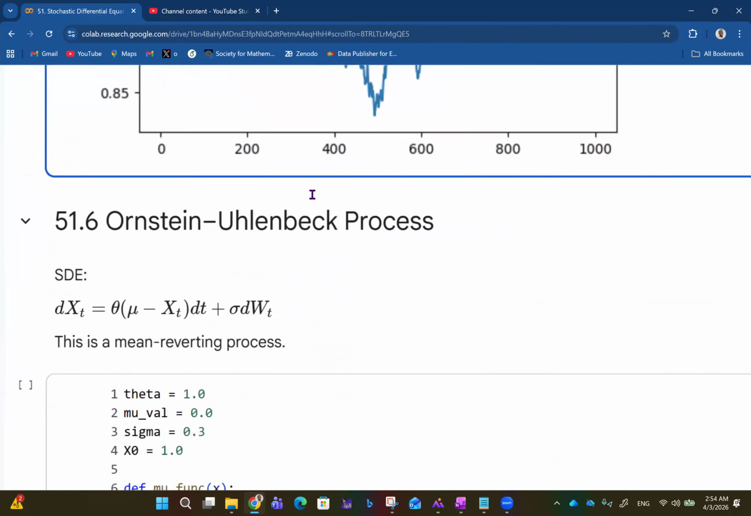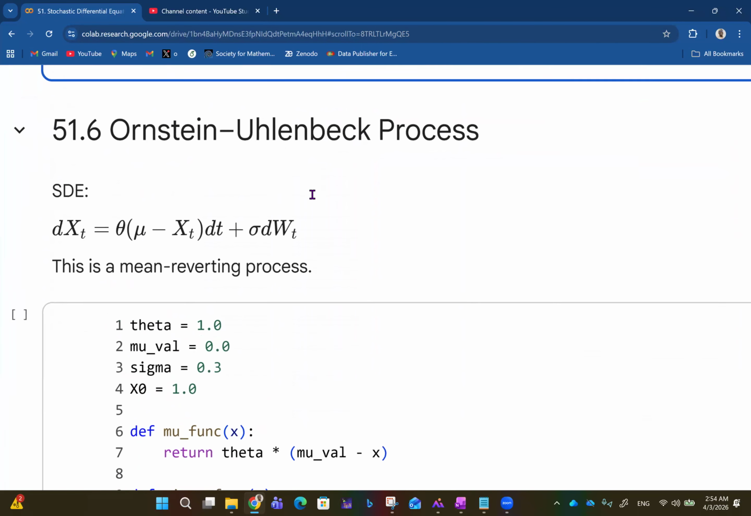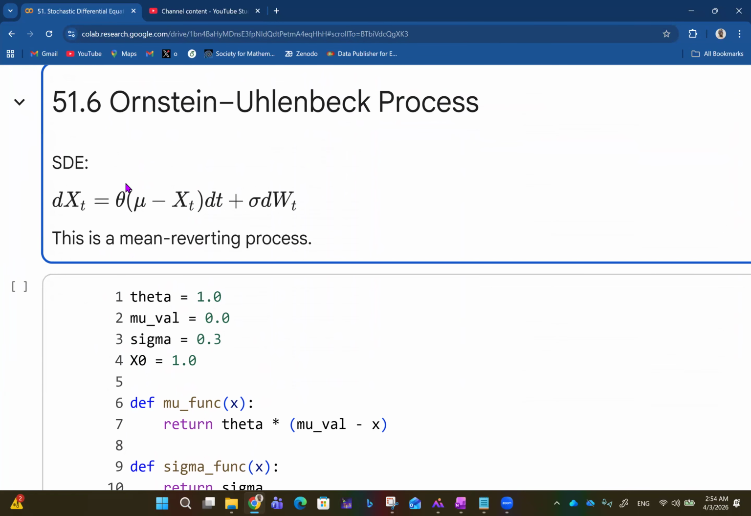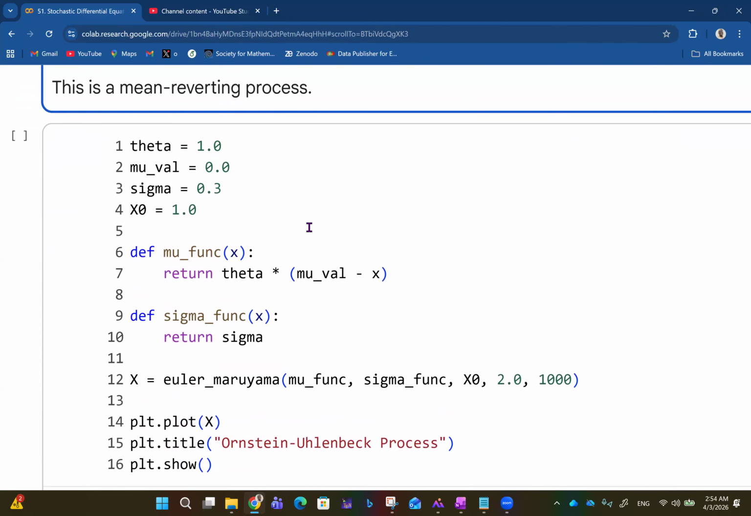And then we have the Ornstein-Uhlenbeck process. This stochastic differential equation is given as dx_t equals theta times (mu minus x_t) dt plus sigma times dW_t. This is a mean reverting process, and that can be given.